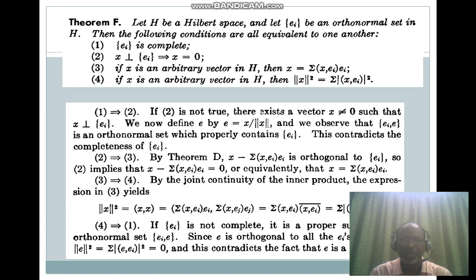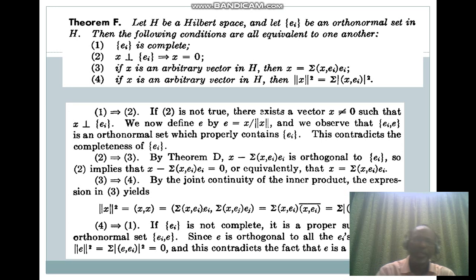Okay, there is another result giving equivalent properties. If H is a Hilbert space and {e_i} is an orthonormal set in H, then the following conditions are all equivalent to one another. One, {e_i} is complete. Two, x orthogonal to every e_i implies x equals 0. Three, if x is an arbitrary vector, then x can be written as the sum of the inner product (x, e_i) times e_i. Four, if x is an arbitrary vector in H, then norm of x squared is equal to the sum of modulus of the inner product (x, e_i) whole squared.